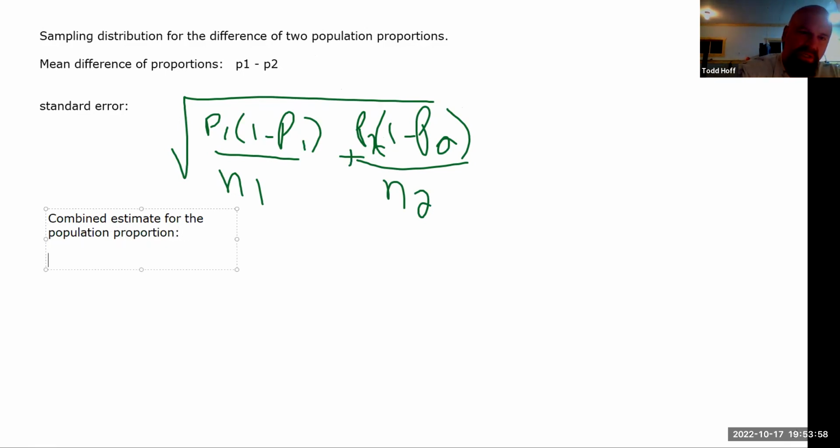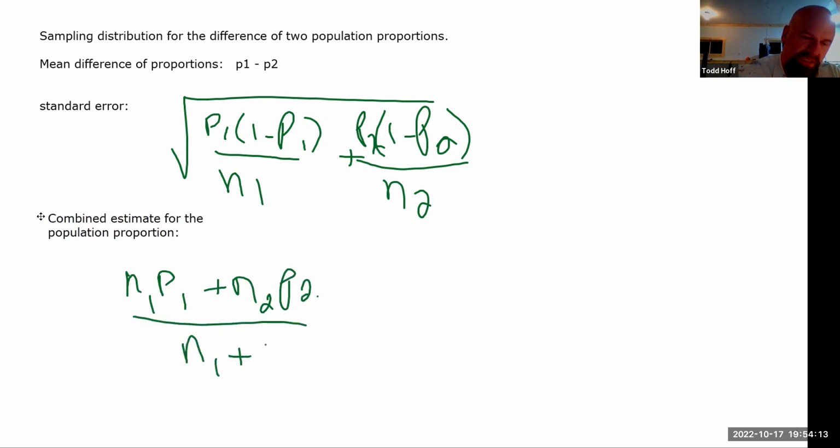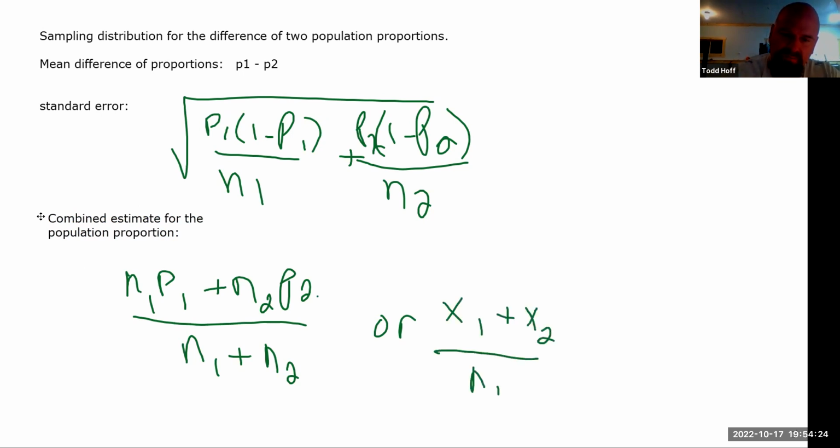And that is simply going to be either N1 P1 plus N2 P2 over N1 plus N2, or N1 times P1 is just X1. That's the number of successes in the first sample. So X1 plus X2 over N1 plus N2 to estimate the population proportion from the sample proportions.